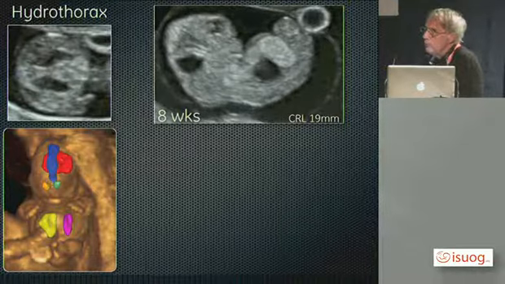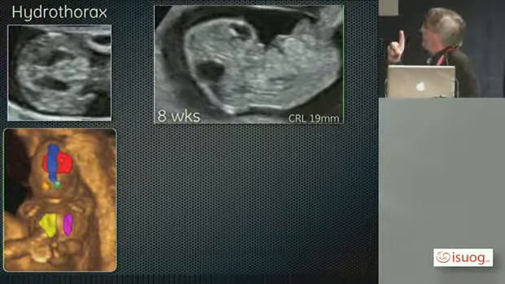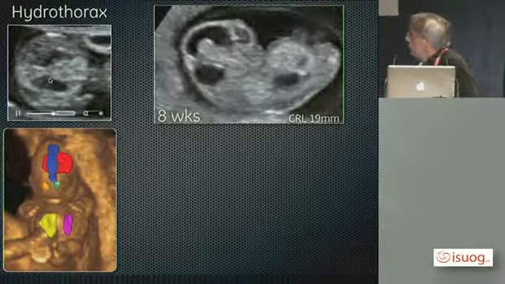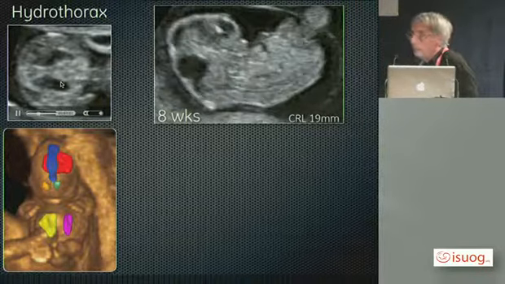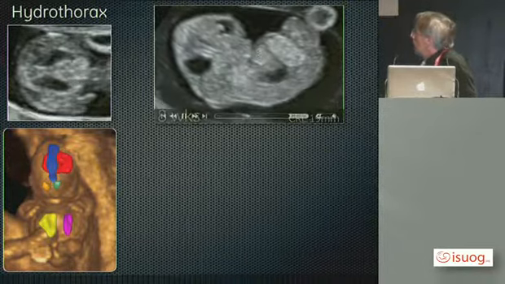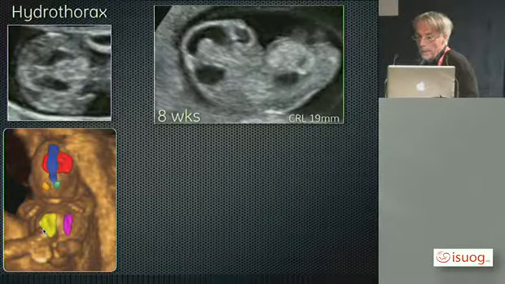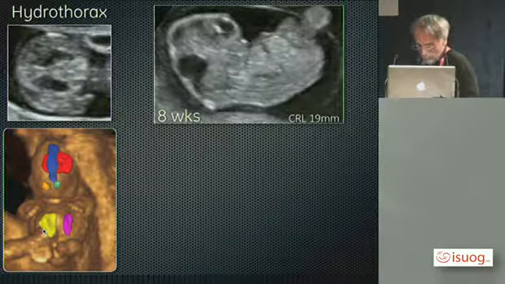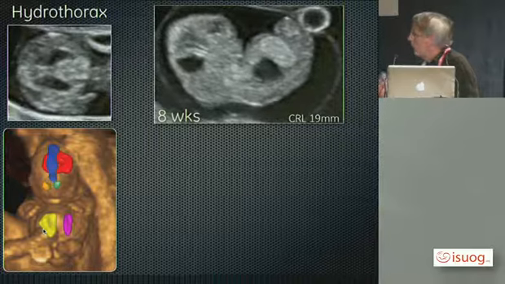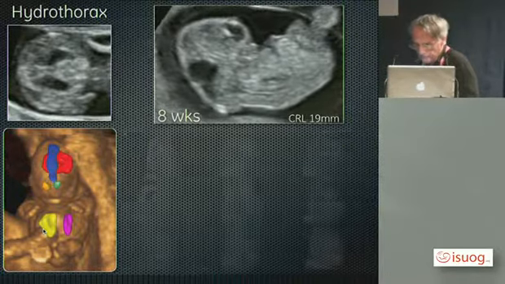Hydrothorax, if you do a scan at 8 weeks, 9 weeks of pregnancy, you will see it. Sometimes you have 2 black spots inside the thorax. Sometimes it's really large, and you can see the heart is beating, and this is the position of this hydrothorax. And the prognosis is not good in such a case. Sometimes you do a scan 1 week later, and the embryo is dead.